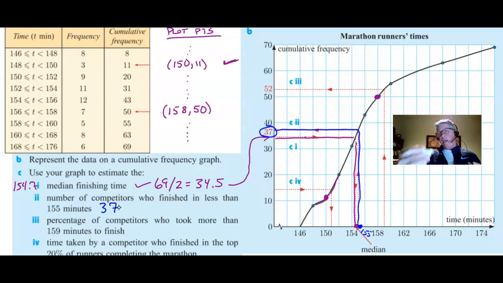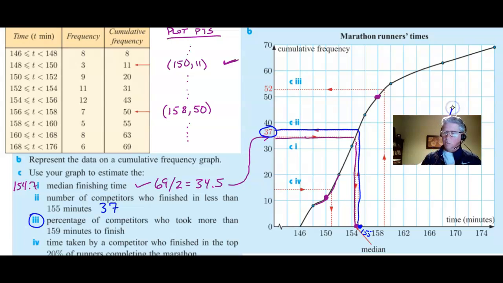All right. Do you see how, if you want to start here, you're looking at the number of people, and on this side you're really looking at their times? So let that guide you of which way to start. Do you start on this side or this side? Let's try another one, and this is why we're doing this problem. A percentage of competitors who took more than 159 minutes to finish. Now this is a loaded question. There is a lot going on here.